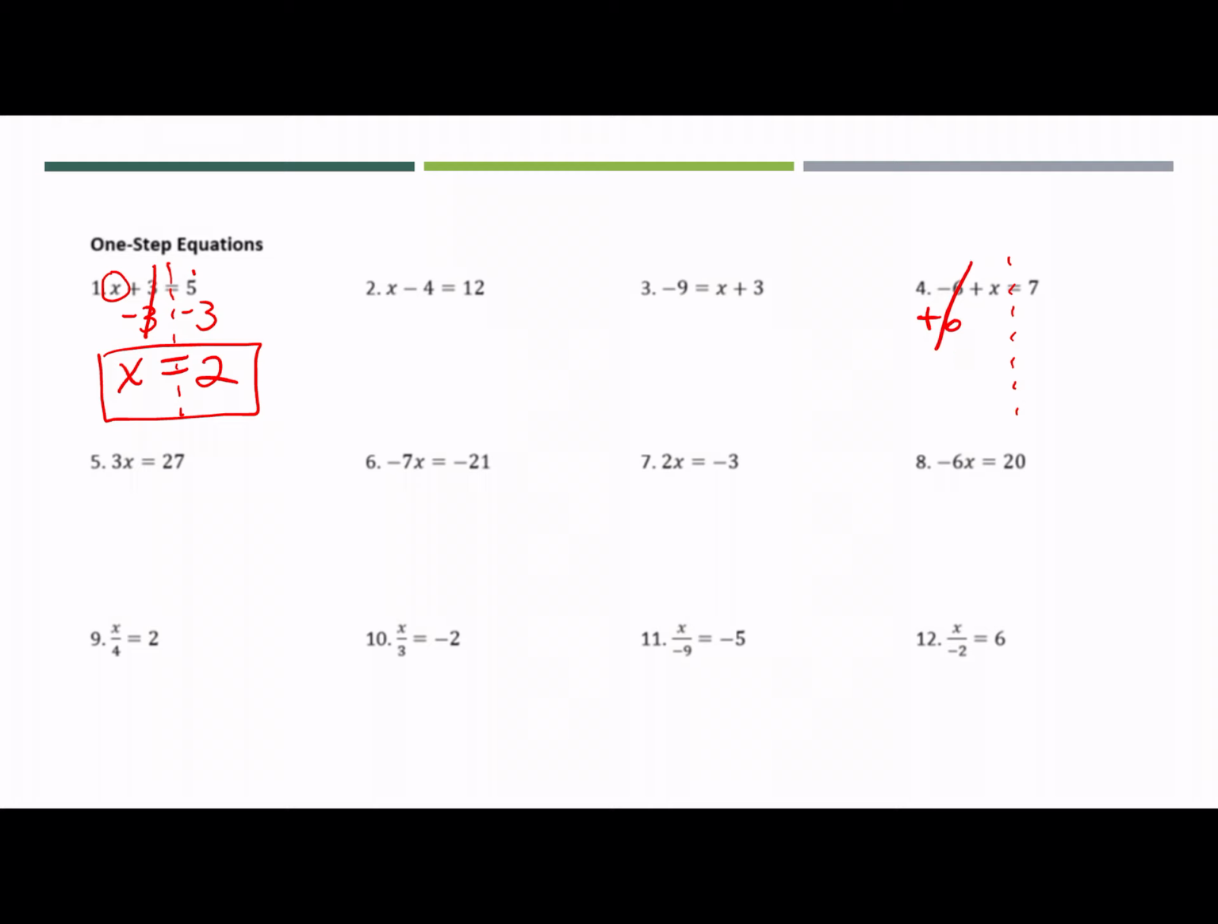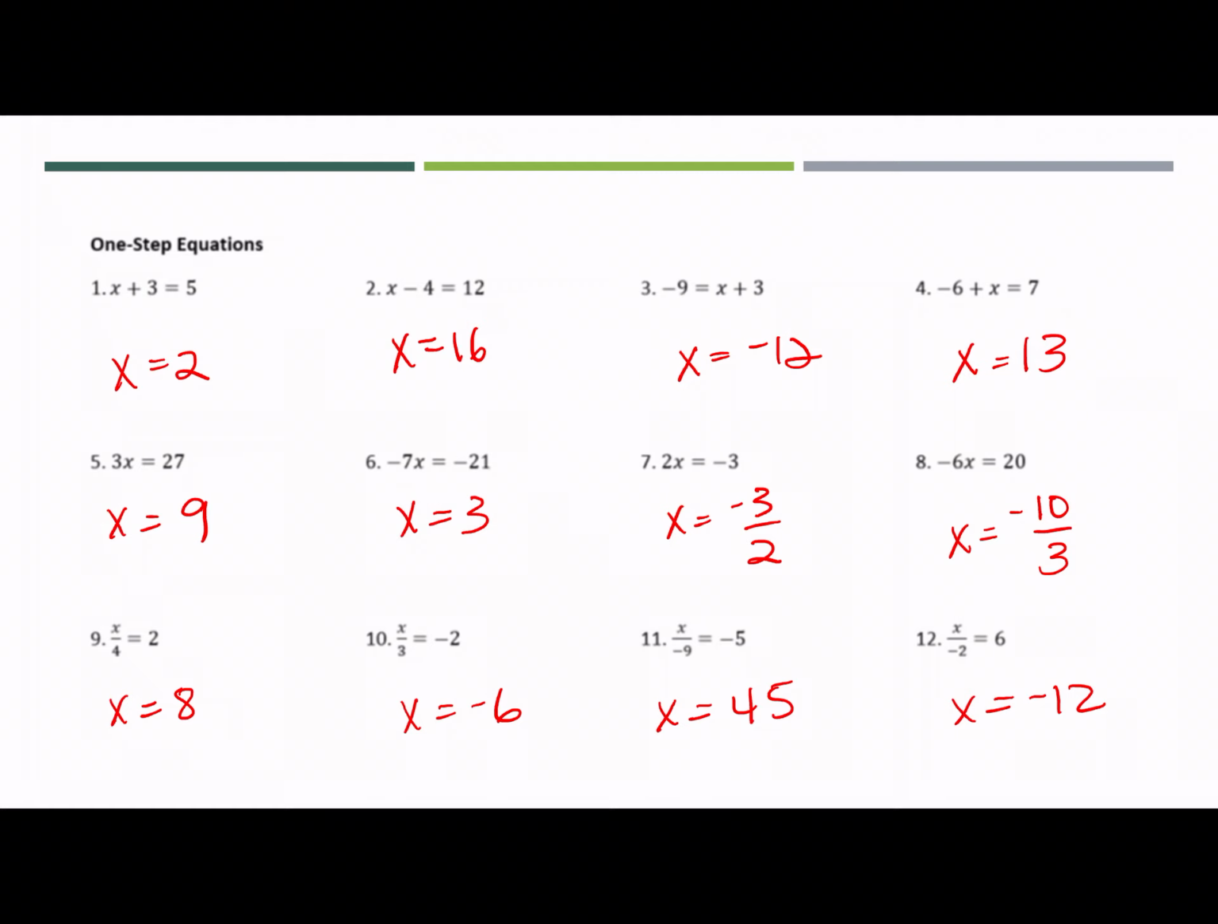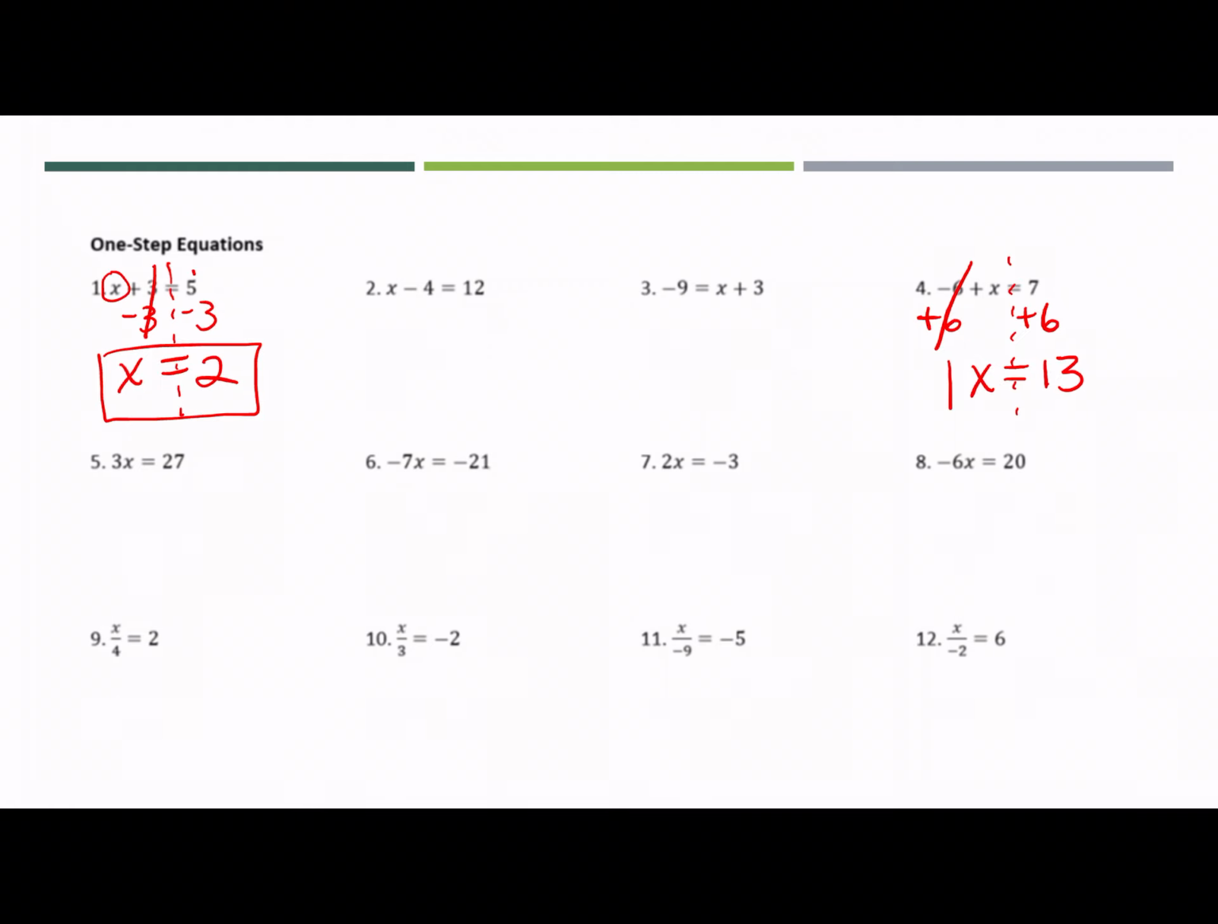And then on the left-hand side, all I would have left is that x. But again, whatever I do to one side, I have to do to the other. So I'm going to add 6 to the other side as well, and then I have 7 plus 6 is 13. So my final answer is x is 13.